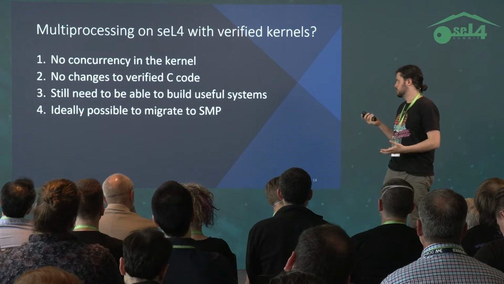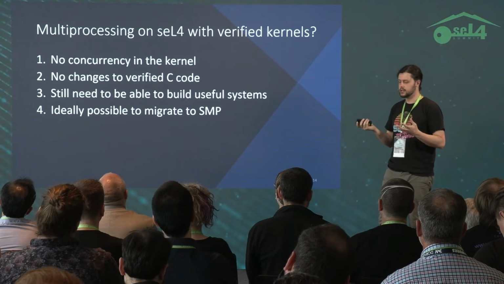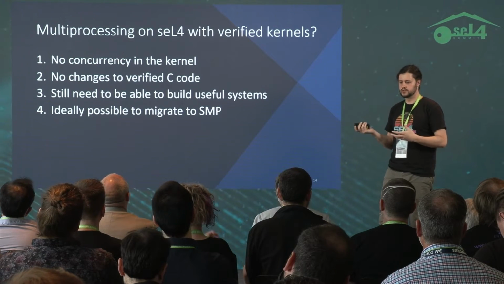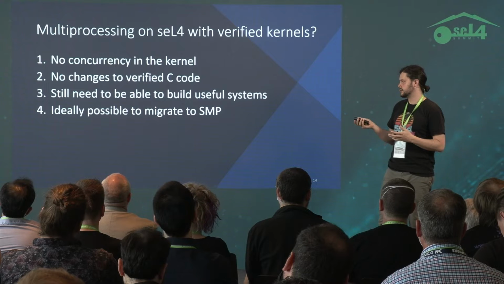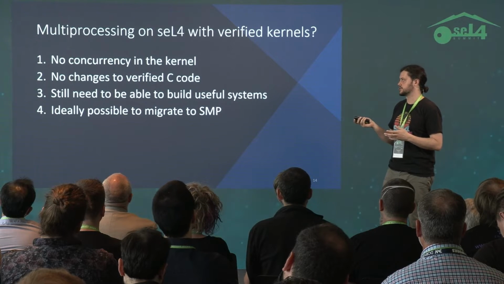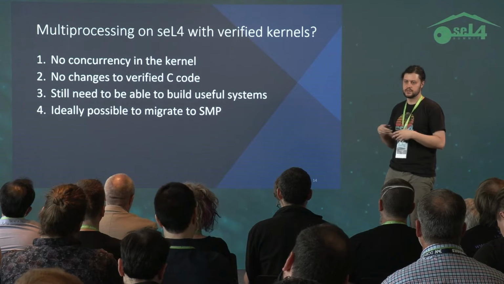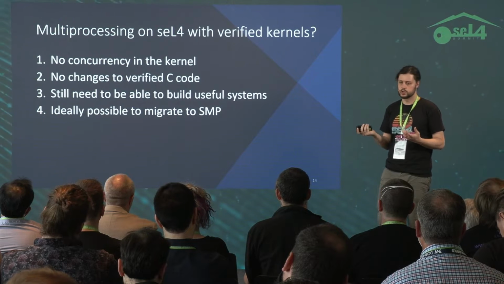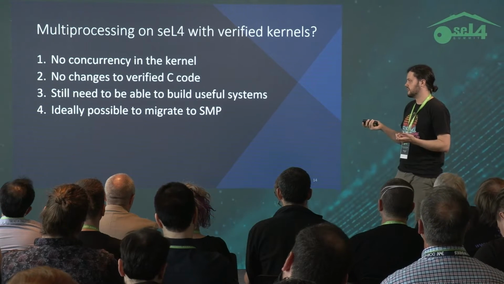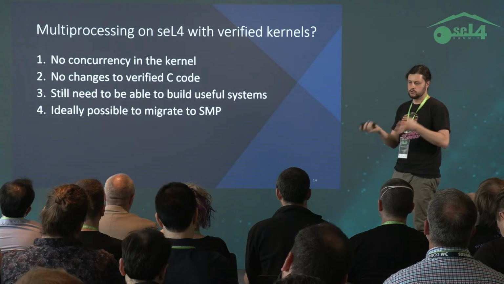So, multiprocessing on seL4 with verified kernels. Is there a way that we can get a verified kernel running on multi-core systems faster? And to do this, we should say, let's try to have no concurrency in the kernel. That means that proofs can still use a sequential execution model. If possible, no changes to the verified C code for the existing kernel.